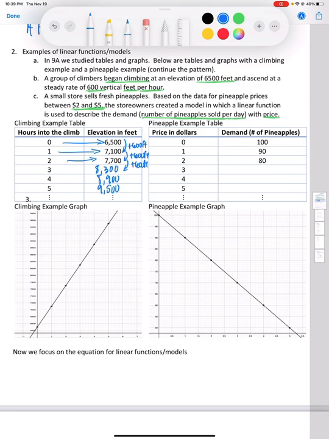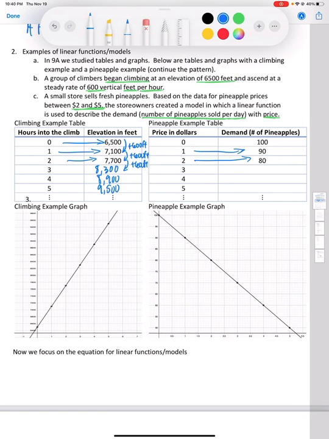For the pineapple example, we're going to continue our table and fill in the rest of that. If the pineapple store priced their pineapples at $0, they'd be free, and they estimate that they would give away 100 pineapples that day. Now, the store would never do that because then they wouldn't make money, so that part of the model doesn't make sense. But the first part makes sense, where if they price their pineapples at $1 each, they would sell 90 of them. If they price them at $2 each, they would sell 80 of them. Let's continue the pattern.